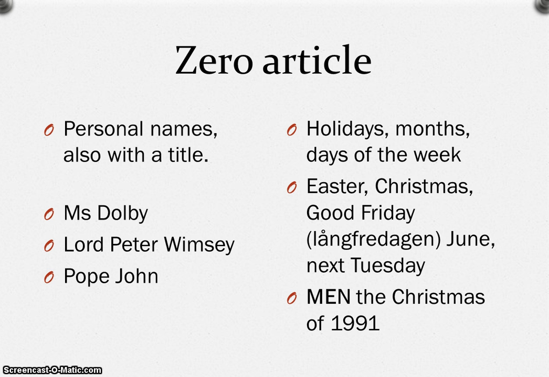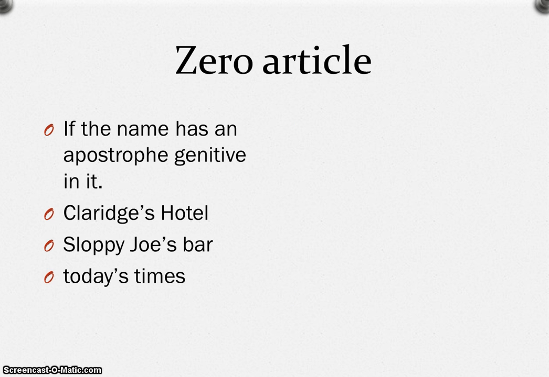Holidays, months, and days of the week: Easter, Christmas, Good Friday, June, next Tuesday. However, when you talk about a specific holiday, you have to have the article, the Christmas of 1991, for example. If the name has an apostrophe genitive in it, there is also zero article, as in Claridge's Hotel, Sloppy Joe's Bar, and Today's Times.